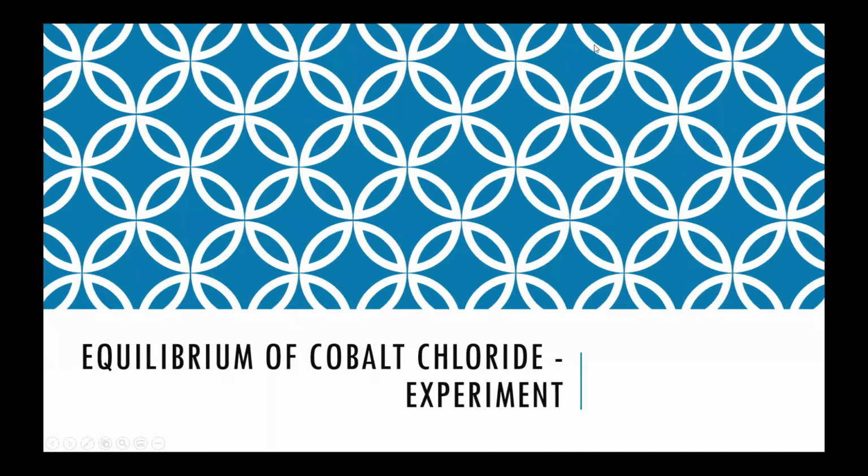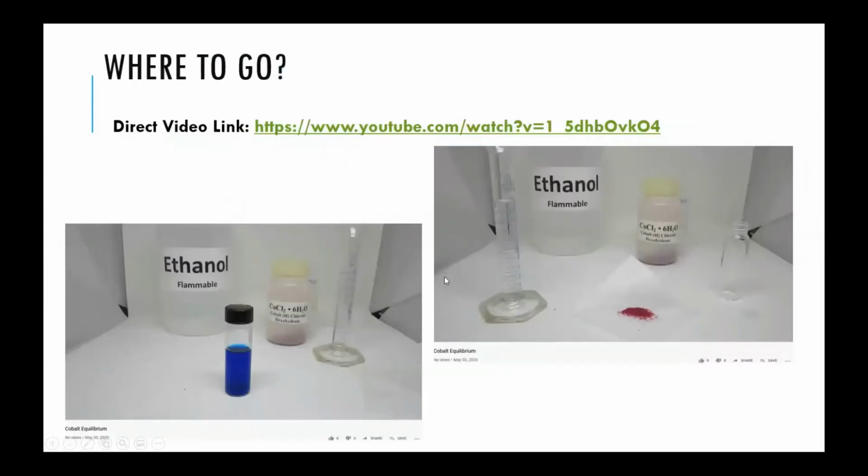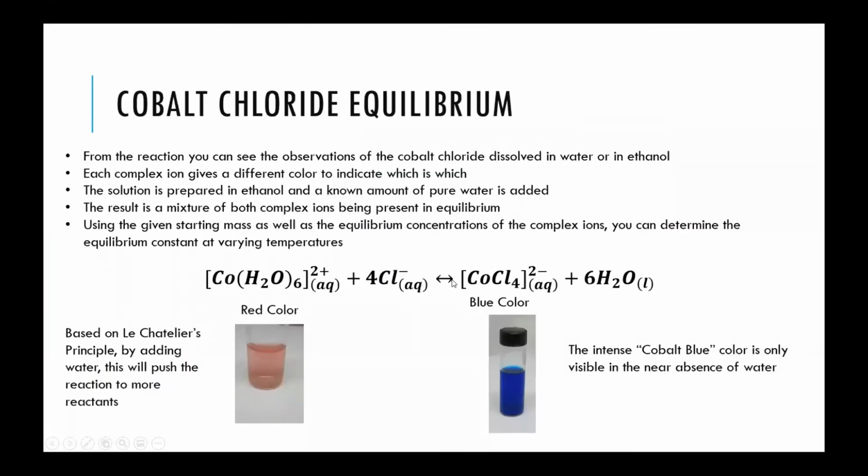As mentioned, this experiment focuses on the equilibrium of cobalt chloride and its two different complex ions. So you're going to be watching this video and looking at the differences in this chemical equation here. Looking at the two different complexes, there is the cobalt ion bound to 6 water molecules, and that will give a red color. There is also the cobalt ion bound to 4 chloride ions, and that will give a blue color. This is where the intense color cobalt blue comes from. This is only visible in the absence of water. Water itself is part of this equilibrium reaction.